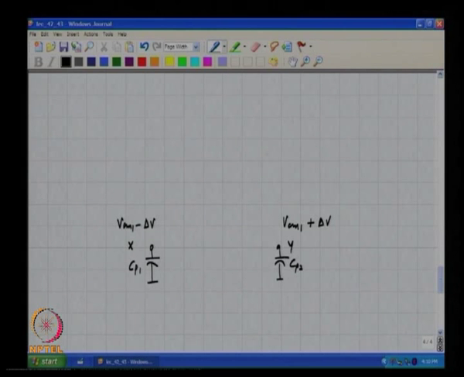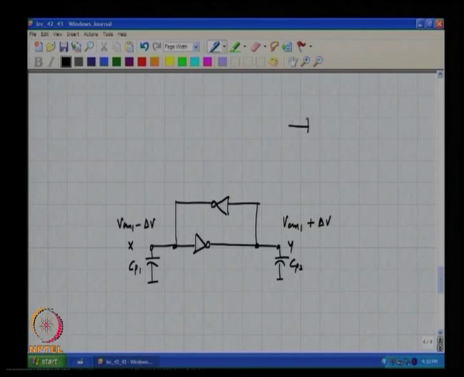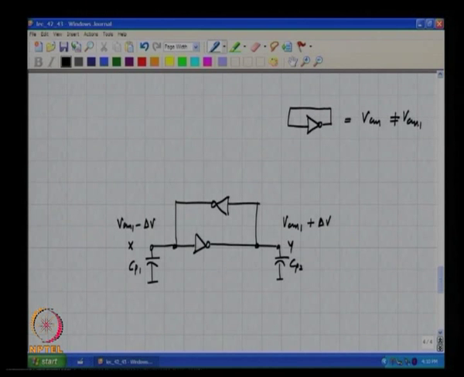okay. And let us say the inverters have a natural trip point. And what do we mean by the natural trip point of the inverter? It is that input voltage for which the NMOS and the PMOS currents are the same, right. Let us say the natural trip point of this inverter is Vcm, which is not equal to Vcm1, okay.